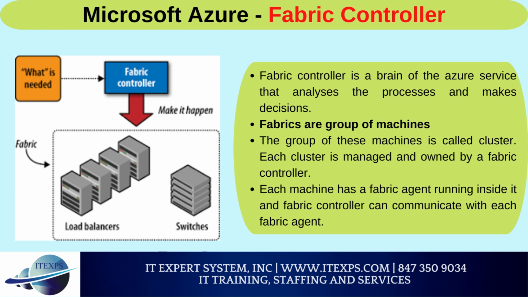Each machine has a Fabric agent running inside it, and Fabric Controller can communicate with each Fabric agent. When a user chooses a virtual machine, the operating system, patch updates and software updates are performed by Fabric Controller. Fabric Controller decides where the new application should run and selects the physical server to optimize hardware utilization. In addition to managing the allocation of resources to a specific application, it also monitors the health of compute and storage services. It also handles failure recovery for a system.